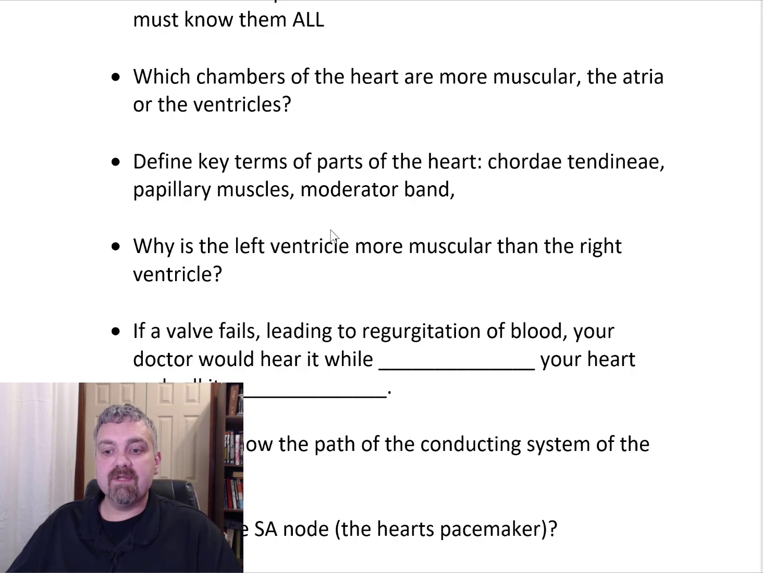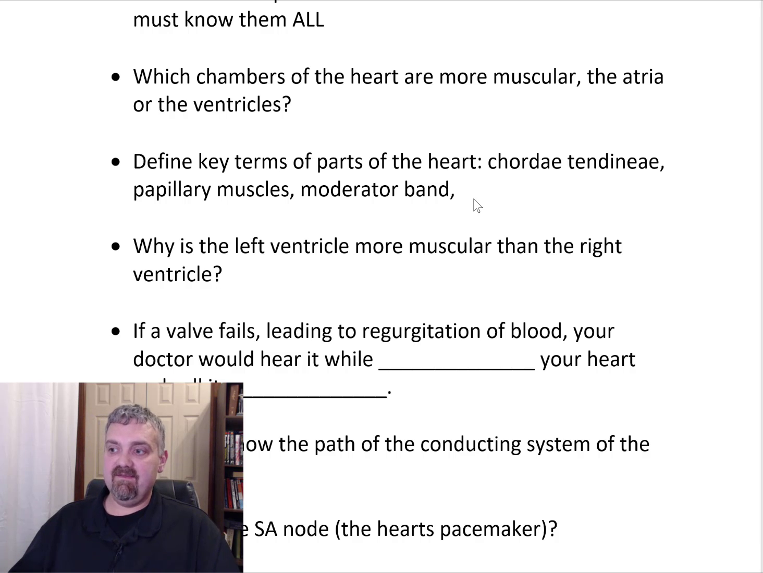Okay, where are we? Define key terms of parts of the heart: the chordae tendineae, papillary muscles, and moderator bands. I chose a few terms that are important that haven't been brought up yet. The chordae tendineae are the fibrous or tendinous cords that attach the cusps of your bicuspid and tricuspid valves to the papillary muscles. These valves work because of the papillary muscles, and papilla means nipple-like. These little nipple-like muscles inside your heart, which hopefully you'll see when you dissect it or watch videos of it being dissected, contract, and that tugs on these cords.